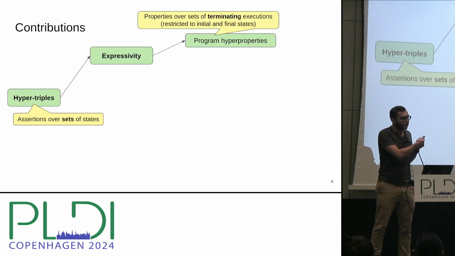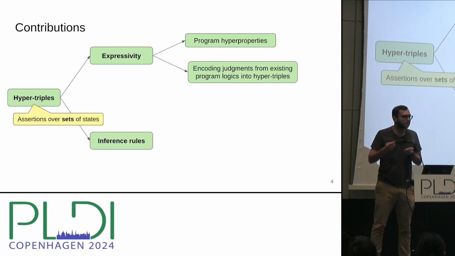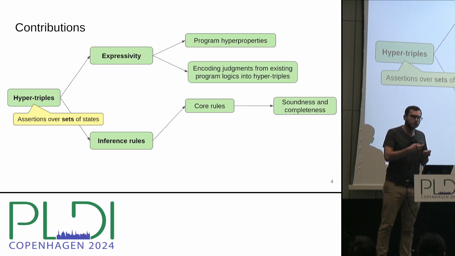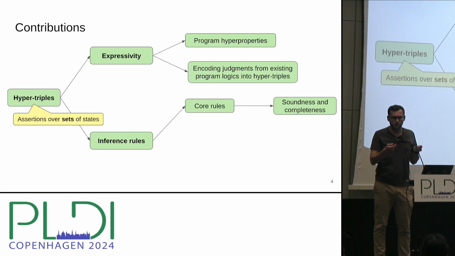And in this work, we show that those hypertriples are highly expressive. So they capture exactly the class of program hyperproperties, properties over sets of terminating executions. But we also relate hypertriples to many existing judgments of existing hyperlogics and Hoare logics in general. We also provide many inference rules to establish such hypertriples. So we first provide a minimal set of core rules for which we prove soundness and completeness. But while those rules are complete, they're not always the most convenient rules to use.